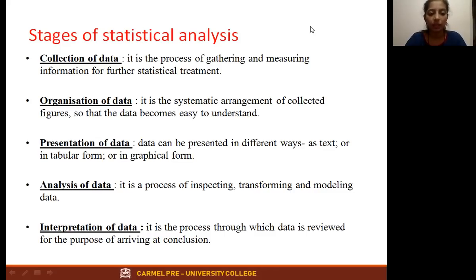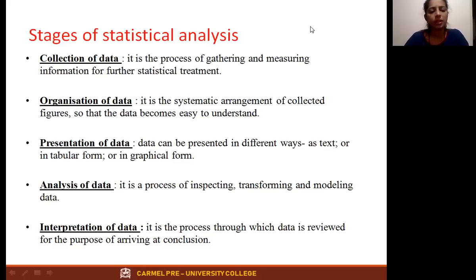So each stage is a single chapter in your syllabus. You don't have to bother or worry regarding the details. I'll give you a brief description about each and every topic. In further classes we are going to study each and every topic in detail.